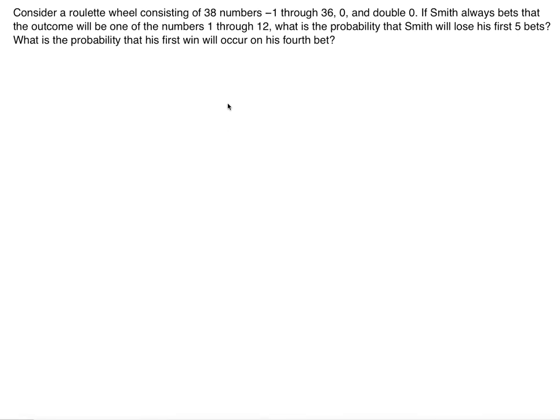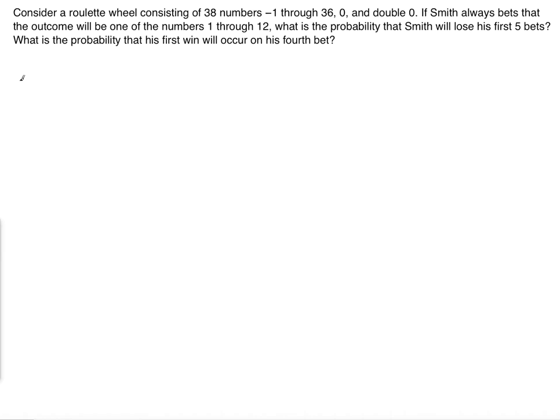Consider a roulette wheel consisting of 38 numbers, 1 through 36, 0 and 00. If Smith always bets that the outcome will be one of the numbers 1 through 12, what is the probability that Smith will lose his first 5 bets? What is the probability that his first win will occur on his 4th bet?